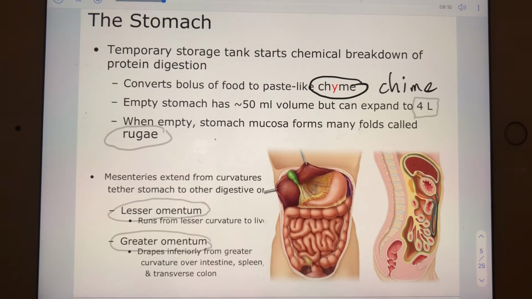And our stomach will have anywhere from 50 milliliters of sort of empty space within to 4 liters of, I guess, Thanksgiving inside. So it's very, very expandable. When the stomach is empty or relatively empty, the mucosa folds on itself to form many, many rugae, and I'll show you rugae in just a moment.